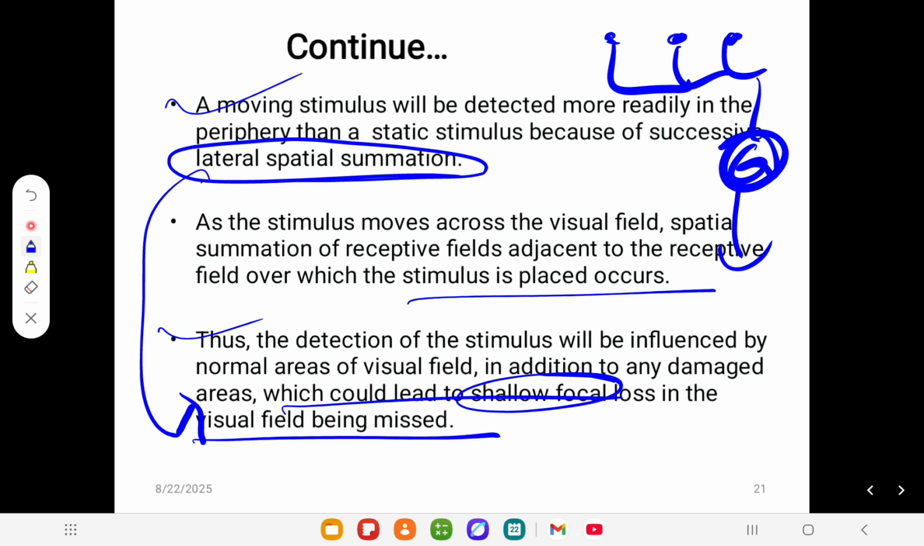We always focus on static perimetry, especially Humphrey perimetry, isn't it? So you have to understand what lateral spatial summation is. It's very important, and that's why a visual perception book is very important.